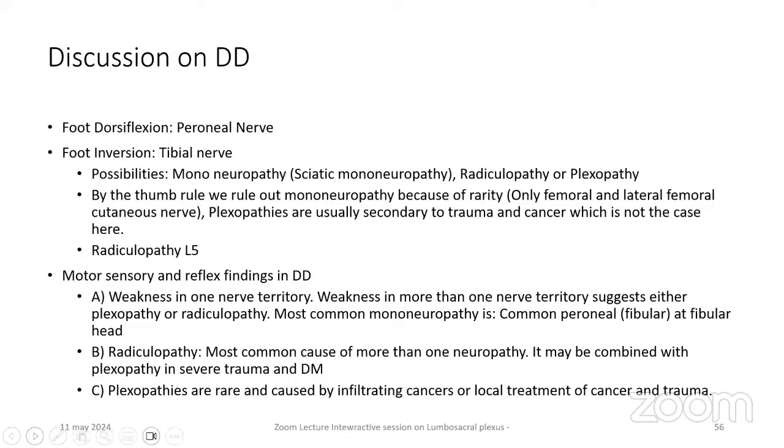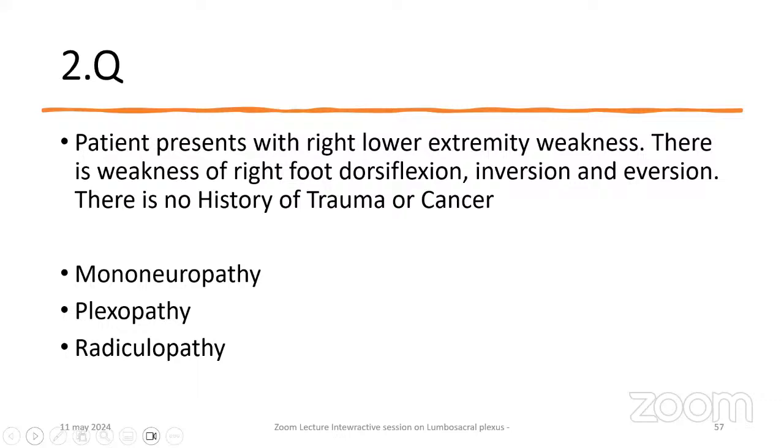Okay, so second question. A patient presents with right lower extremity weakness. There is weakness of right foot dorsiflexion, inversion and eversion. There is no history of trauma or cancer. So now can you identify what is the cause? Is it mononeuropathy, plexopathy, radiculopathy?